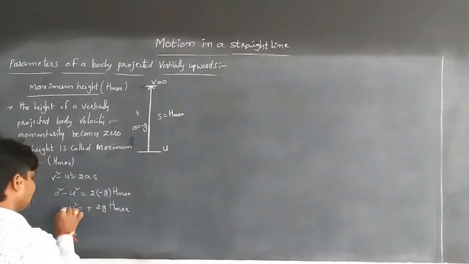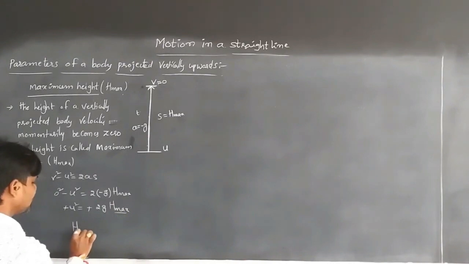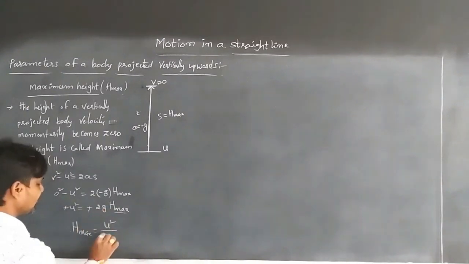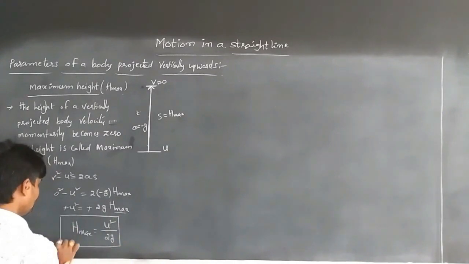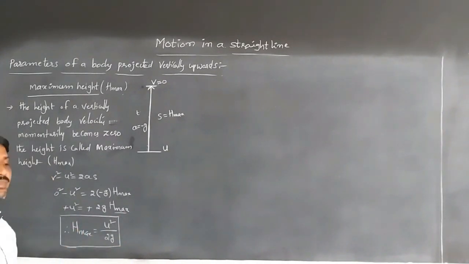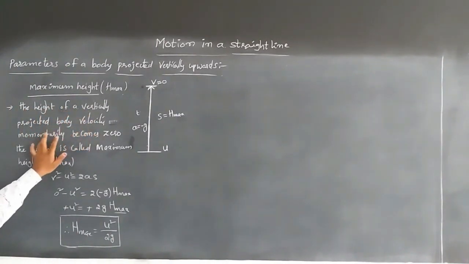The minus signs get cancelled. The h maximum of a vertically projected body is u square by 2g, since the 2g taken to this side becomes a denominator. That is, h maximum is equal to u square by 2g. This is one of the parameters involved in a vertically projected body.